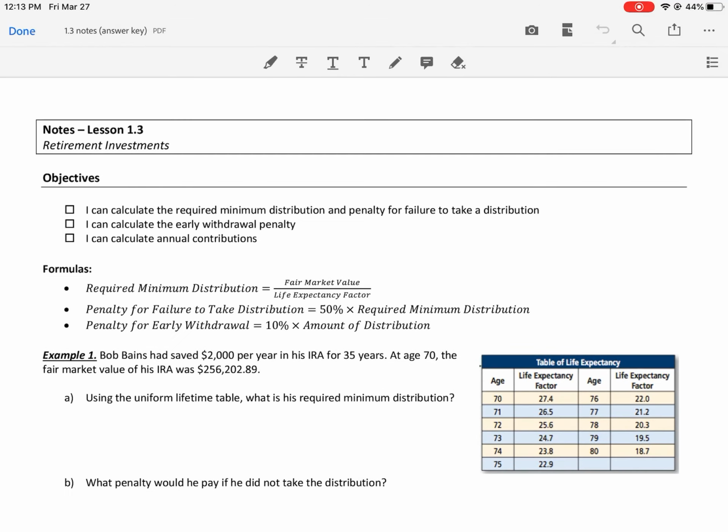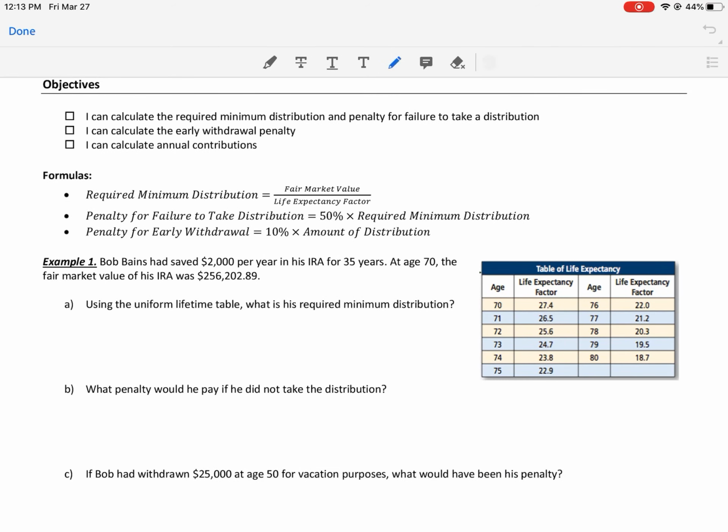Okay, this is the very last day we're going to talk about investment. So once again, we're finishing up and we're going to focus on some math about retirement investments. So let's look at some calculations. I give you kind of three different formulas here, right? You've got required minimum distribution.